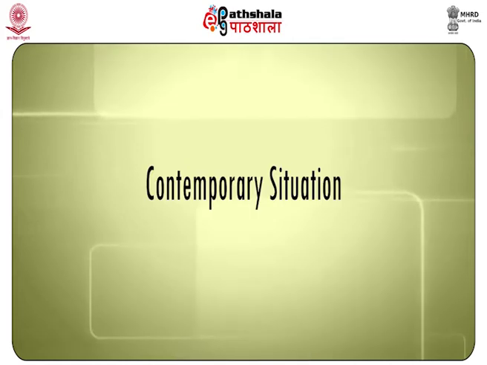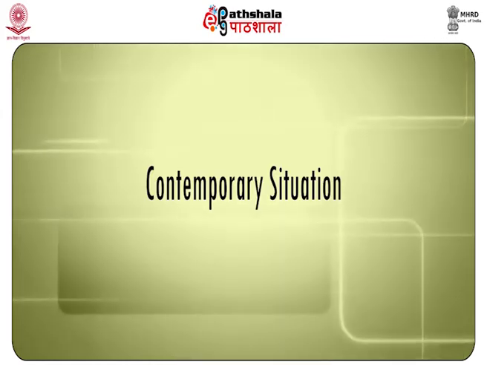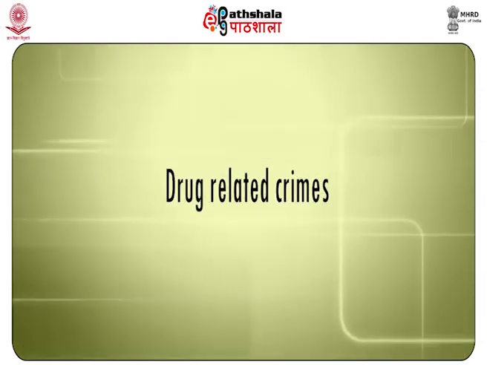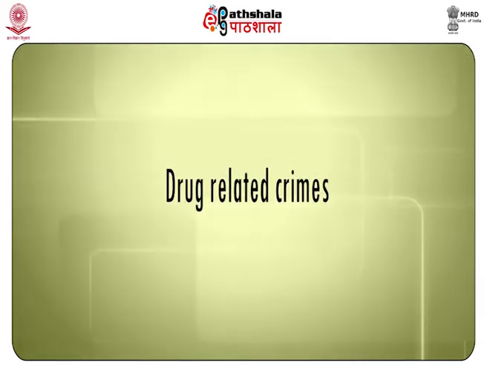Drugs and crime relationship can be differentiated into certain types, which we will discuss here. First is drug-defined crimes. Violation of laws barring or regulating the possession, use, dissemination or production of illegal drugs are the factors contributing to this type of crime. For example, the possession or use of drugs, cultivation of marijuana or illegal production of cocaine, heroin and methamphetamine.